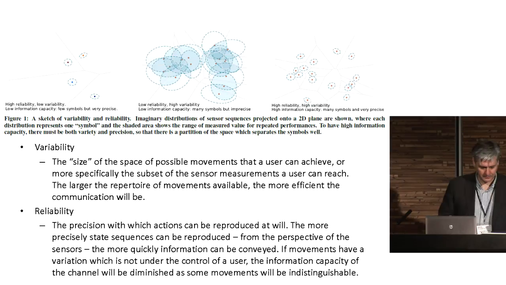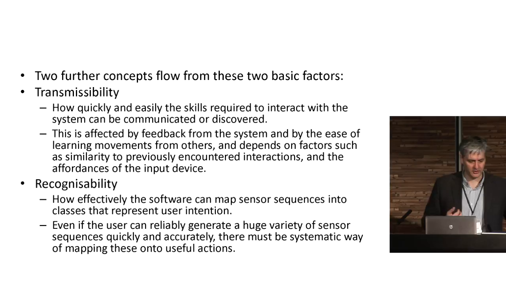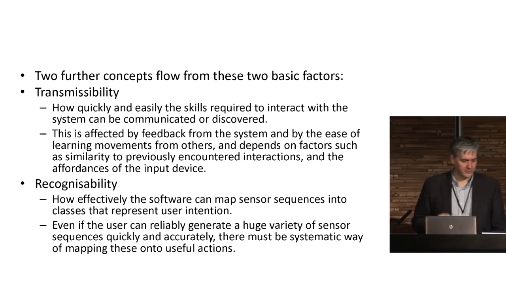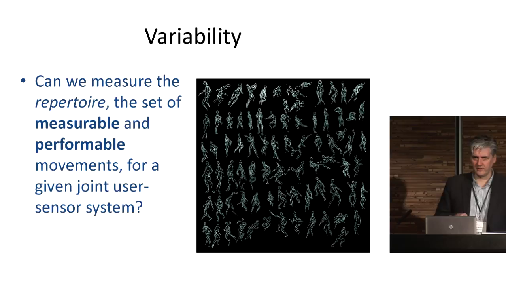You also, from these, have issues of transmissibility, so how quickly can the skills needed to discover these gestures be communicated, and that can be affected by feedback from the system and learning it from other people. And the technical side of the recognizability: how well can the software map sensor sequences to classes that represent intention? So the user might be able to reliably generate a wide range of sensor sequences, but the system might have trouble actually classifying them. So we're going to, in this demo, address the variability part of it, not the reliability.